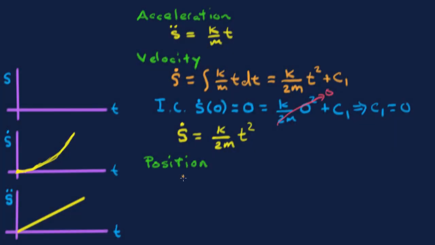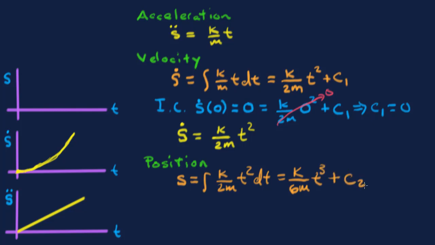So we find that position s is the integral of k over 2m times time squared. Again, we're integrating with respect to time. What does this equal? The integral of time squared is 1/3 time cubed. So my constant now becomes k over 6m, right? I'm going to bring another 3 into the denominator, times time cubed. And then we have to add in our constant of integration. I'm going to call it c2.